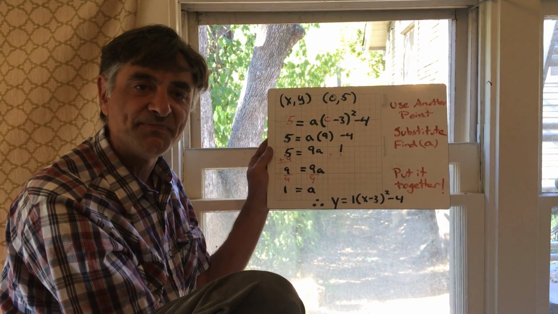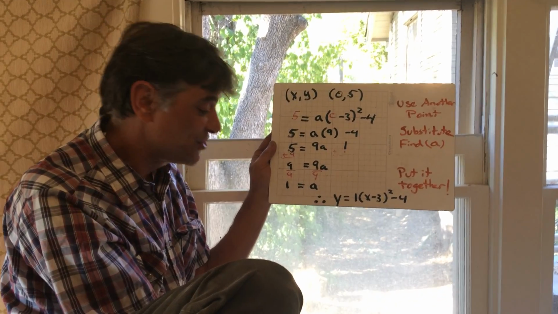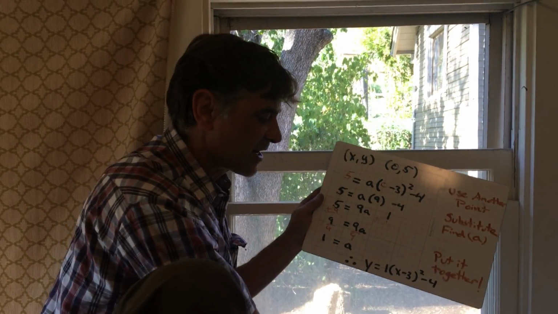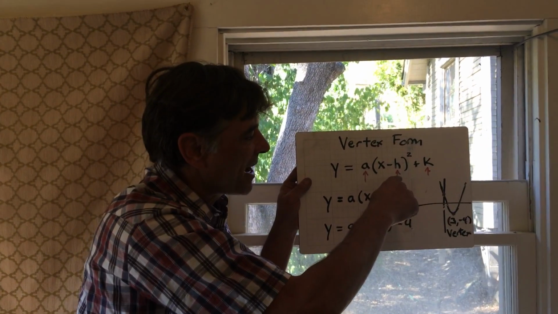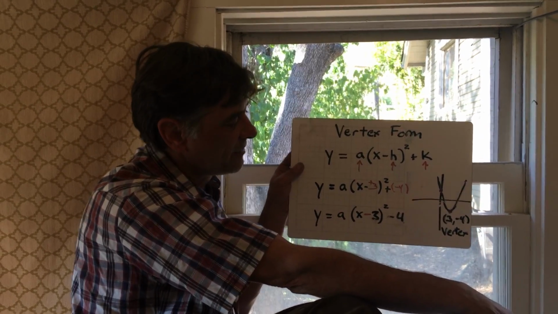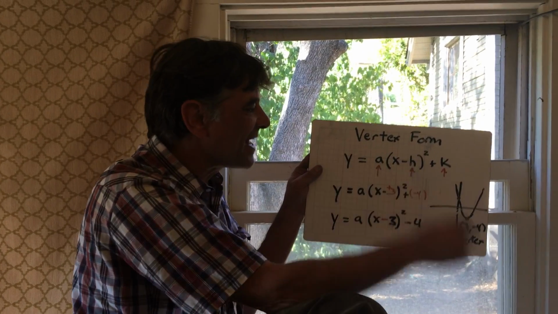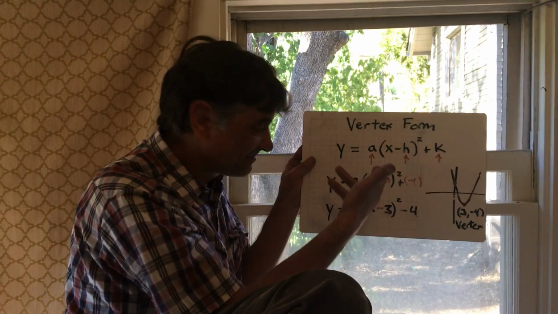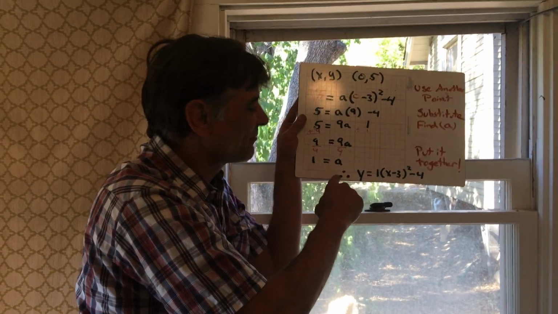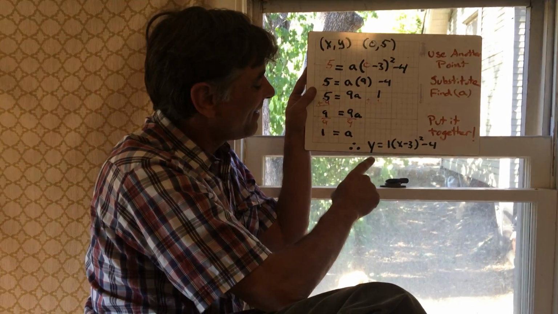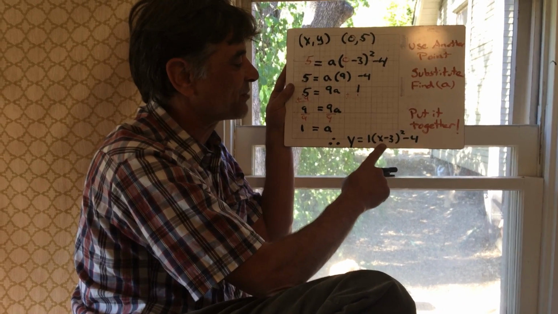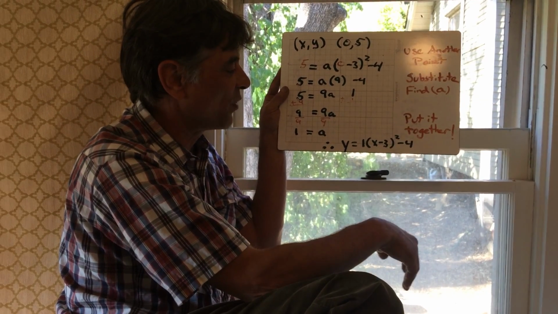So what do you think? Am I done? Do I got my equation? No. But I do have all the pieces. So what am I going to do? I'm going to come back here, and I've got my 3 in here from my vertex. I've got my -4 over here from my vertex, and now I've got a. And what can I do with a? That's right, I can substitute it in. Therefore, it gives us our function y is equal to 1 times the quantity x minus 3 squared take away 4.